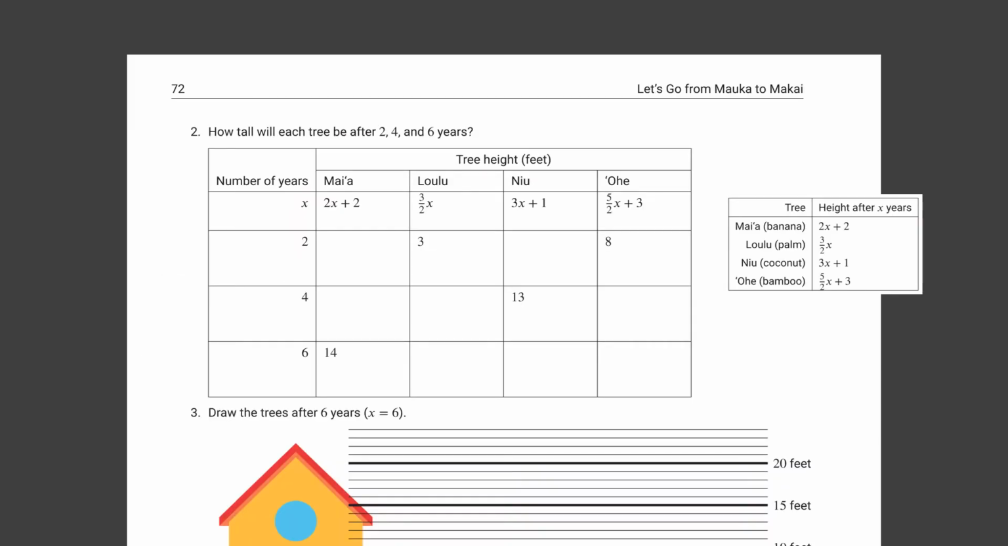Now let's move on to Part 2. Here we will find the heights of the 4 trees after year 2, year 4, and year 6. And we can find it by substituting the variable x with the numerical values 2, 4, and 6. Please pause the video and complete this table for the Maya column.